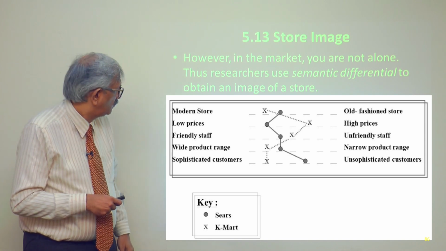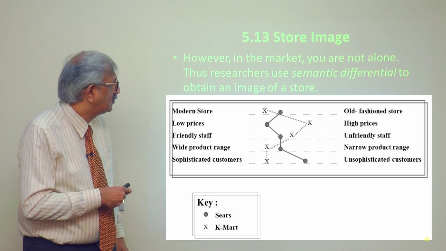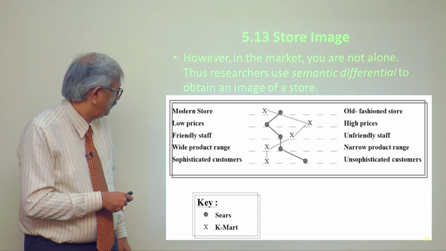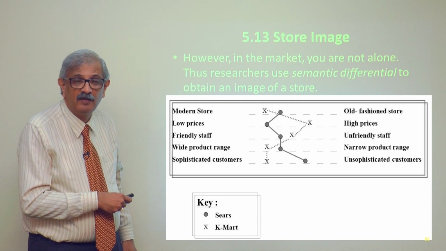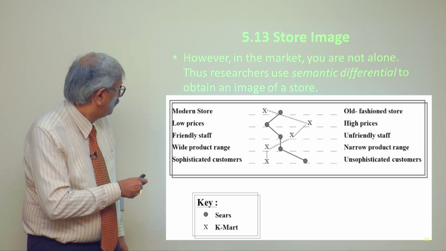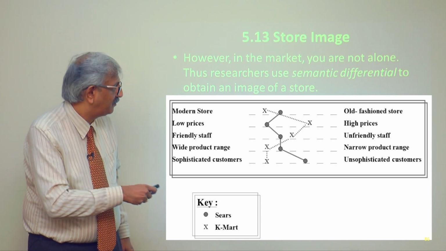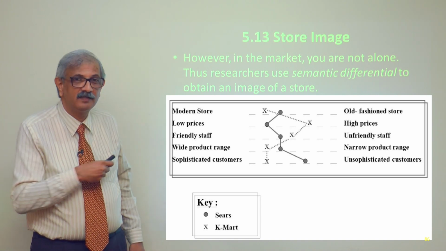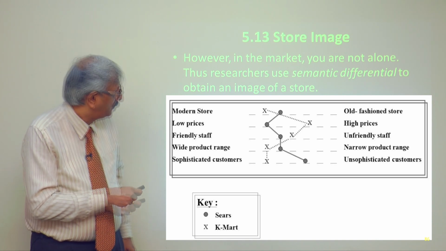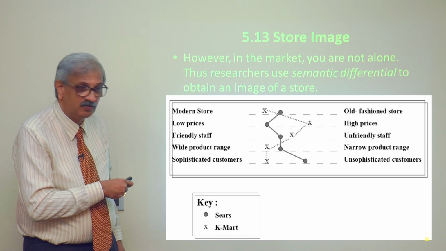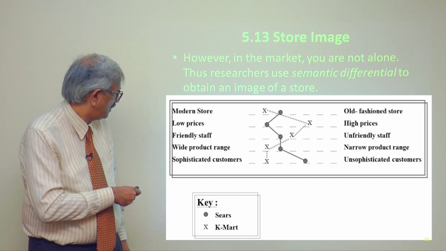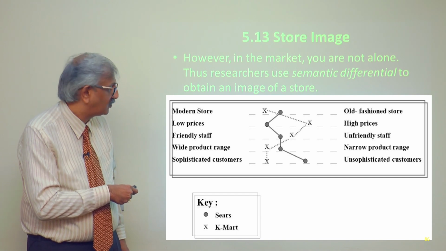so to say. So here you see the modern store, low price. These are the attributes of the store: modernness, the price, the staff, the range available, and what kind of customers come. On that there are two extremes: modern, old fashioned, low price, high price. Then you take a customer's opinion. So this is about X brand, Kmart, and this is Sears. So you see, Sears comes more towards this. Sears is recognized as a modern store with low price, with friendly staff, wider product range, and sophisticated customers.